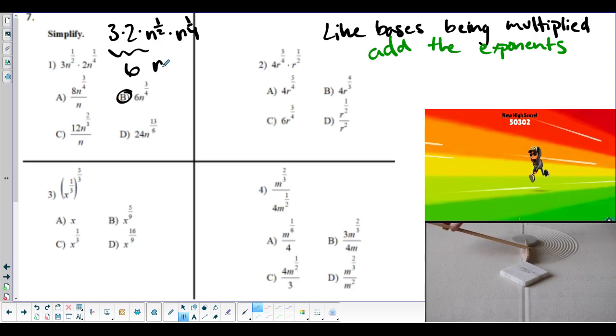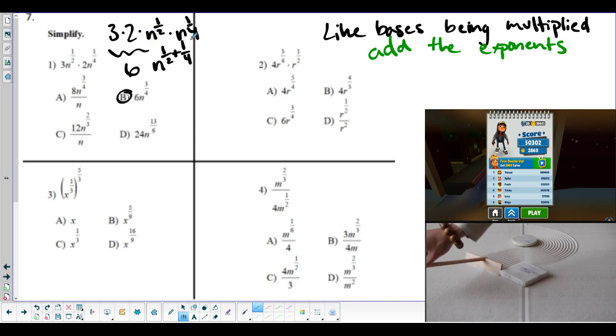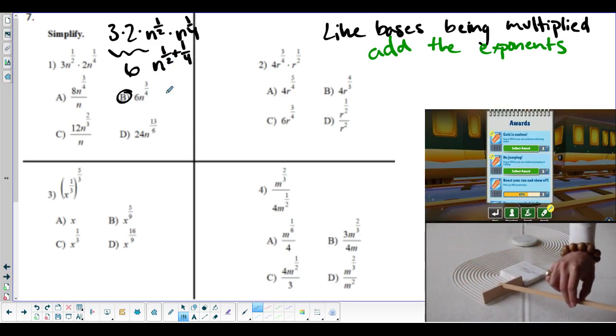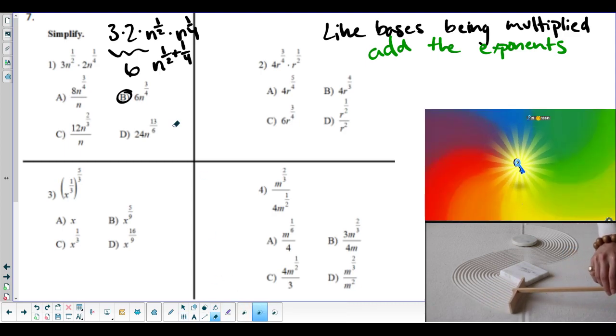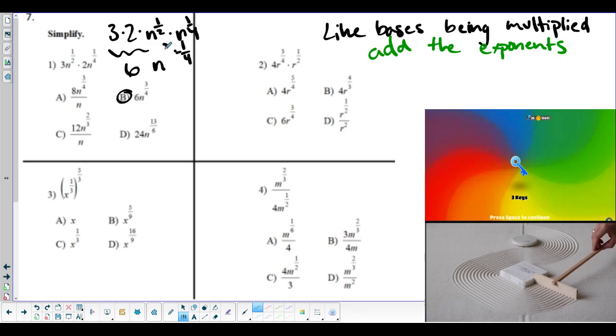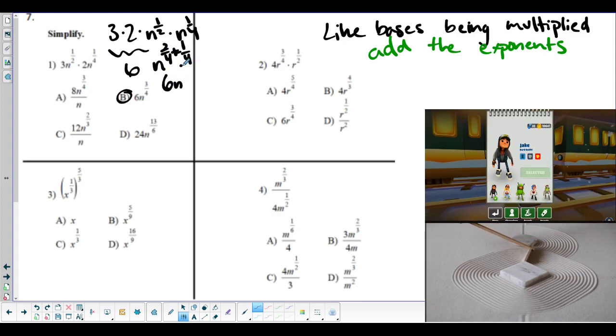We would just have to add up what this is, right? Because I have a like base, I add the exponents 1/2 plus 1/4. If you need a refresher adding fractions, you need to find a common denominator, which means I'm going to rewrite 1/2 as 2/4. They're the same thing, but now I can just add top to top, and that becomes 6n to the 3/4, which, hey, is the answer B.